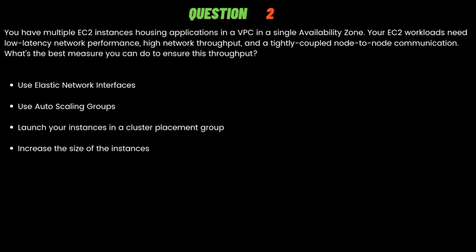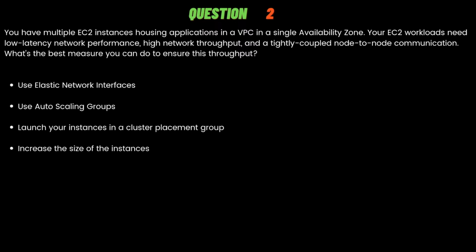Let's move to question number two. You have multiple EC2 instances housing an application in a VPC in a single availability zone. Your EC2 workload needs low latency network performance, high network throughput, and tightly coupled node-to-node communication. What is the best measure you can take to ensure this throughput? Clearly from the question, it seems like a Kafka or Cassandra or any distributed system where you have to have very high network throughput between the nodes.